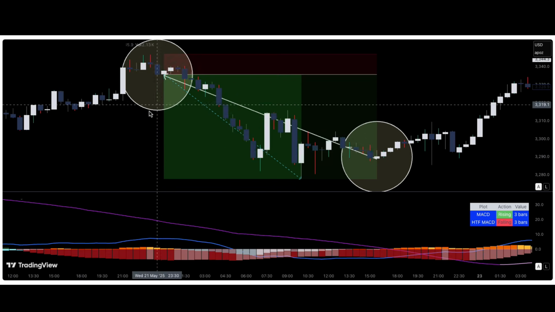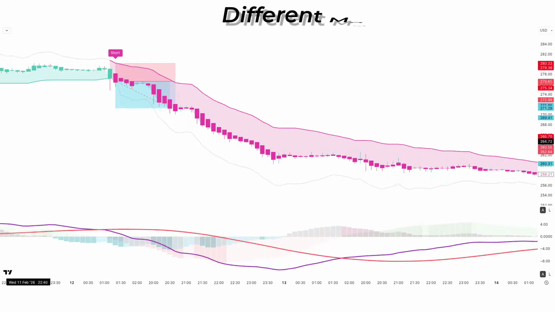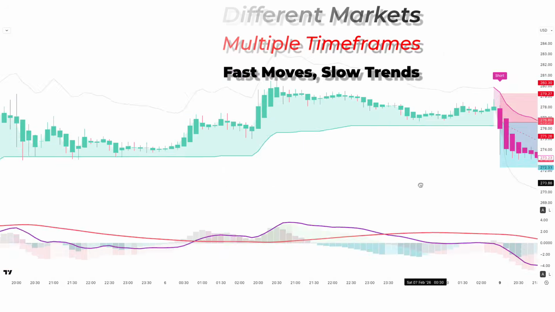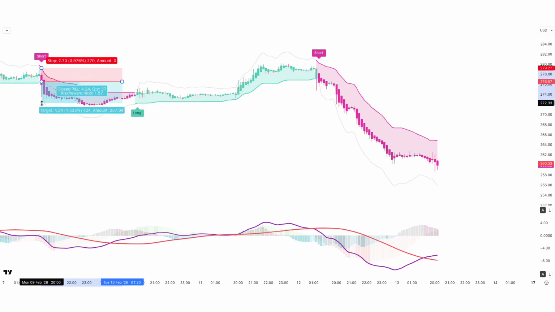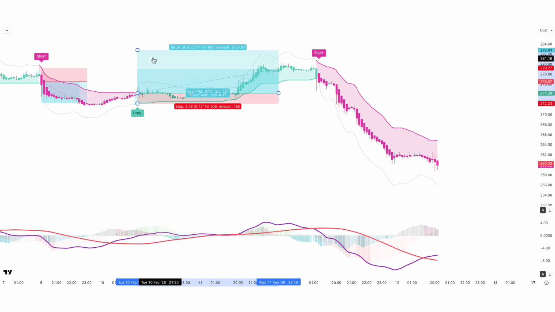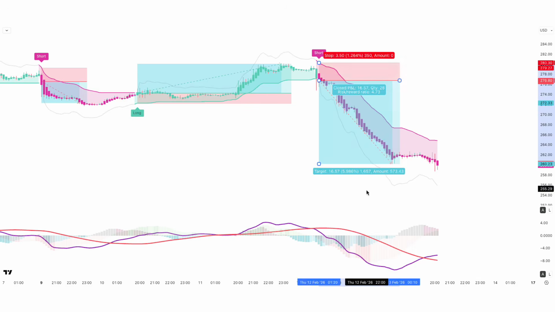But then I found this one. At first I didn't trust it. So I pushed it hard, different markets, multiple time frames, fast moves, slow trends. And what I saw shocked me. This indicator doesn't just react. It anticipates. It filters out noise and focuses on high-probability turning points where real moves begin.